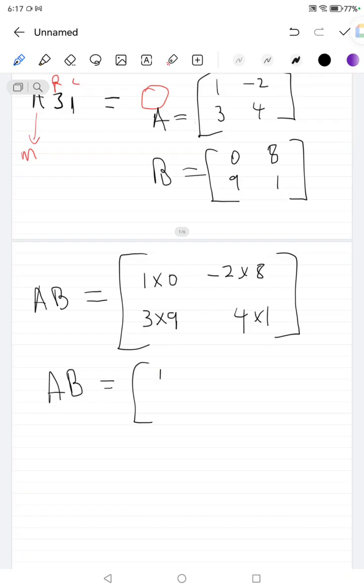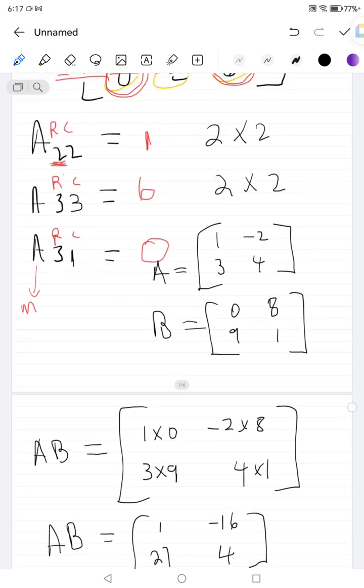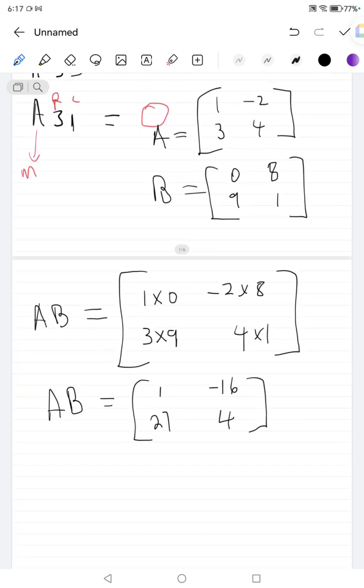So now you know your AB equals your 1 by 0. This is going to give you 1. Then this is going to give you your minus 16. Then this one, I think it's 27. Then this one is going to be your 4. You see, this is basically how you go about doing your multiplication. And the addition is just the same.